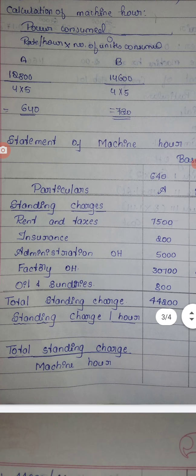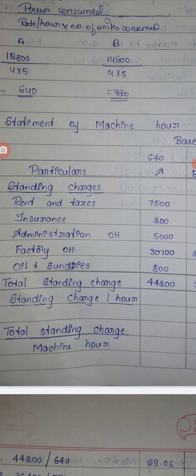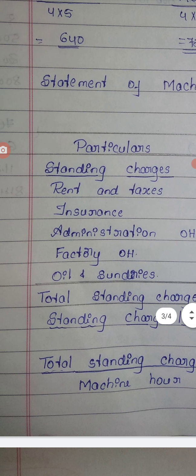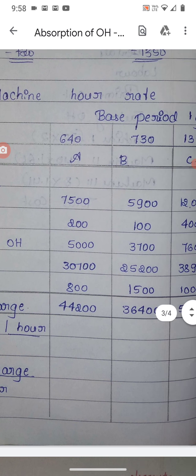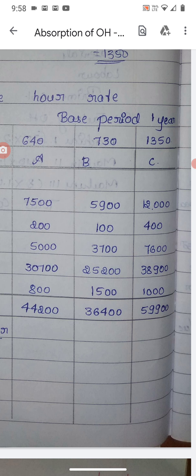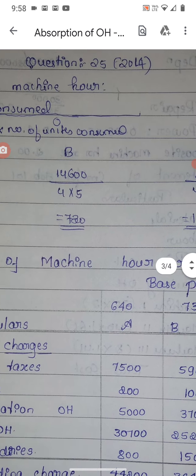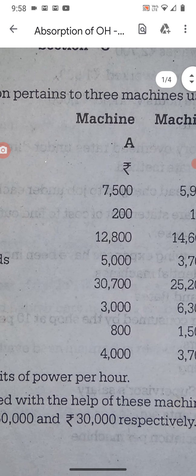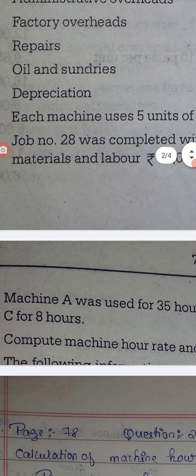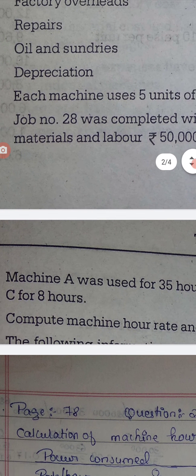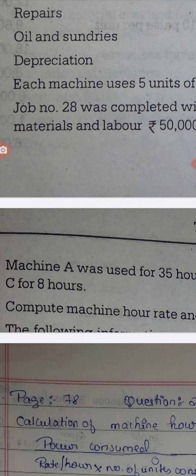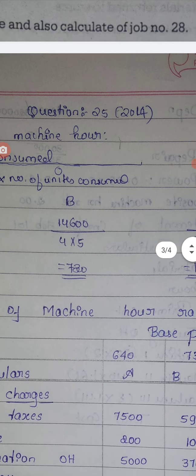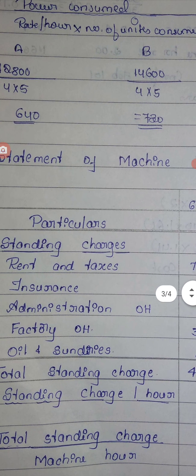Then we have to prepare a statement. The statement has a format, and we have to follow this particular format. Here we have written machine hours: 640, 730, 1340. The base period is 1 year. How do we decide that? Based on the information given. They have given the majority of the expenses for 1 year, and there is nothing about a particular period for this calculation, so we can take 1 year as the base period.